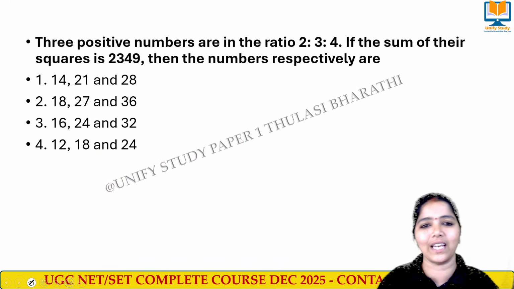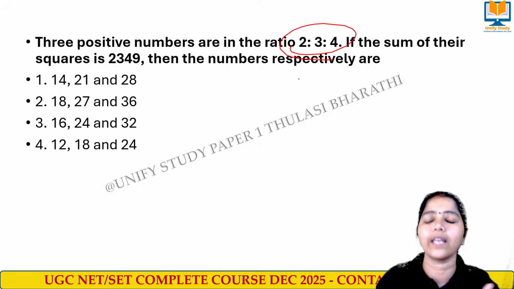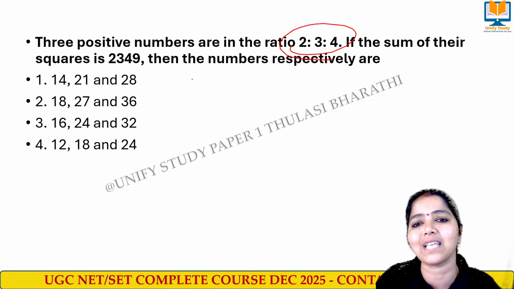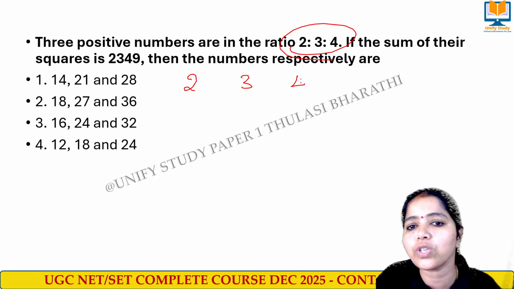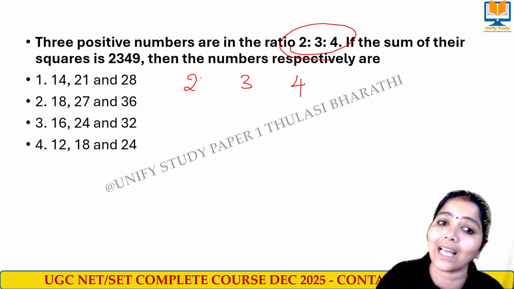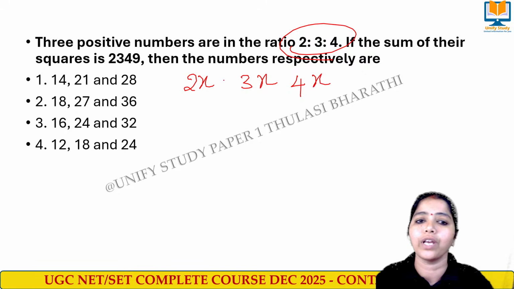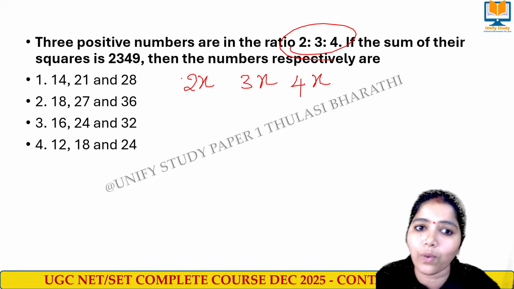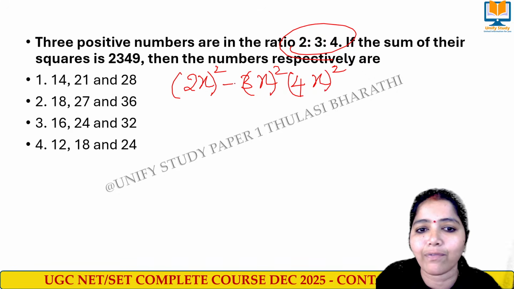And next question. This is also an easy type of question, comes from ratio. Ratio, percentage are all must-expect topics in the examination. There are 3 positive numbers in the ratio of 2:3:4. What is the ratio? 2:3:4. And we all know that there is a common ratio between the numbers, and that is nothing but x we can put. And when the sum of their squares is, sum of their squares means what? Sum means I have to add, no?